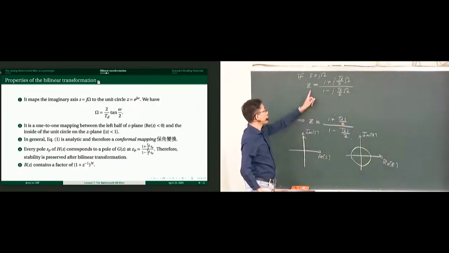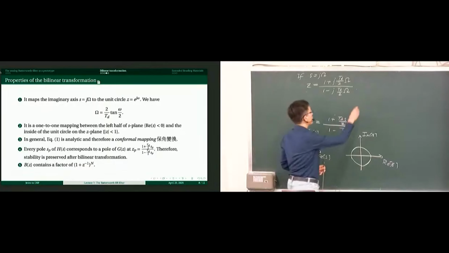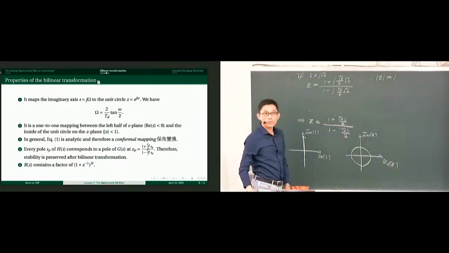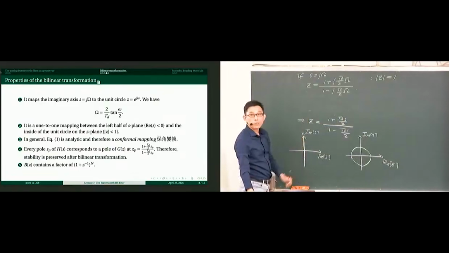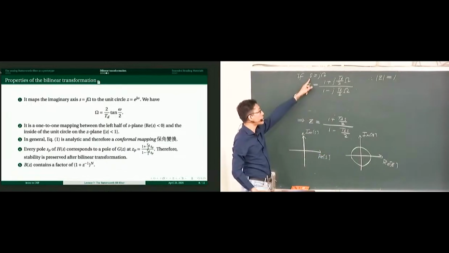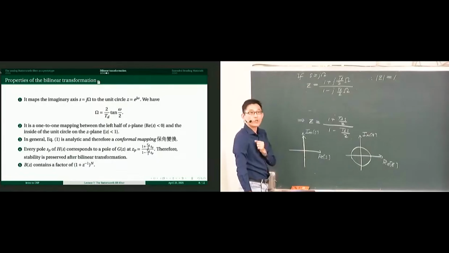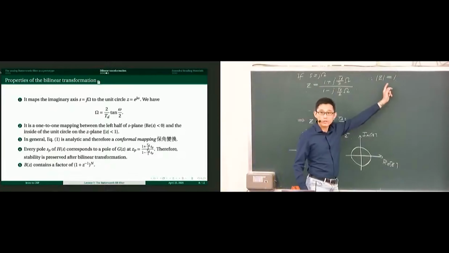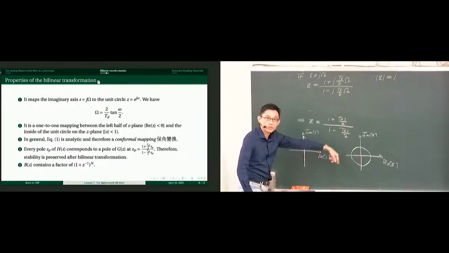And it's rather easy to show that, therefore, first of all, Z has a length of 1. So just by this very simple argument, we have already shown that the imaginary axis is mapped to the unit circle. Whenever S is on the imaginary axis, then Z is on the unit circle. Is that clear? If S is on the imaginary axis and you write it as S equal to j omega, then the absolute value of Z is 1. That implies Z is somewhere on the unit circle.